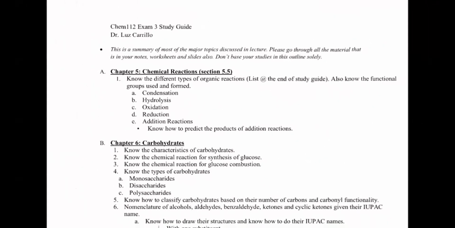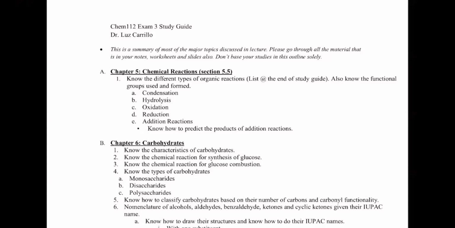So at this time, I want to at least review the chapter 5 chemical reactions, specifically the different types of organic reactions, which in the study guide, the last pages of the study guide, I give you a summary of the different types of organic reactions. When it comes to them, as you can see in the outline, you need to know the functional groups that are used and the ones that are formed, okay? Specifically, we have condensation reactions, hydrolysis reactions, oxidation reactions, reduction reactions, and lastly, addition reactions.